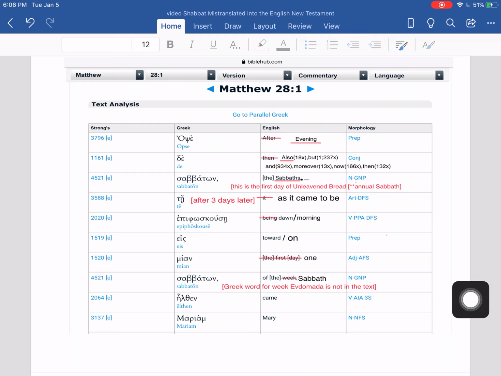So also I have here, right here, I said the Greek word for week, hebdomada, is not in the text. So there we go. We have two words. We have Sabbath and Sabbath. There you go. And we have the break concerning where they put the chapter at. Okay?